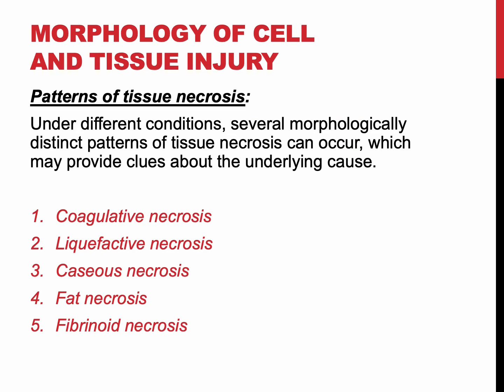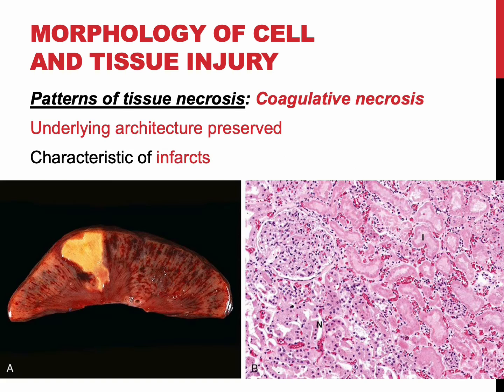When we talk about necrosis, it's also important to understand that there's different morphology of tissue necrosis. We'll talk about 5 different types of tissue necrosis, including coagulative, liquefactive, caseous, fat necrosis, and fibrinoid necrosis. And you will see in the next few slides that the pattern of necrosis sometimes indicates certain types of process. So the first one that's important to know about is coagulative necrosis.